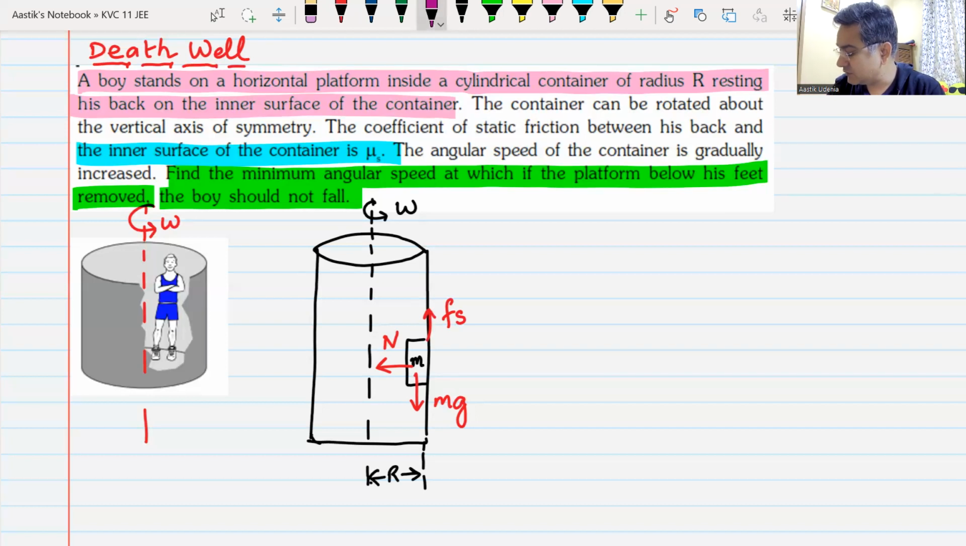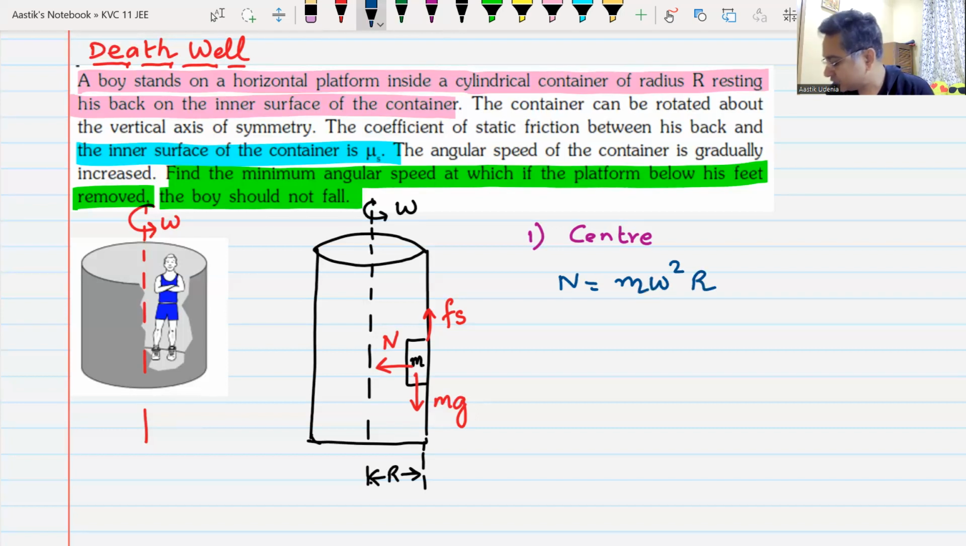The first equation. In which direction will I make the first equation? Towards the center. What is the equation? N is equal to mv square by r. Well done. V is not given, so N is equal to m omega square r. Okay. What is the second equation that we are going to make?